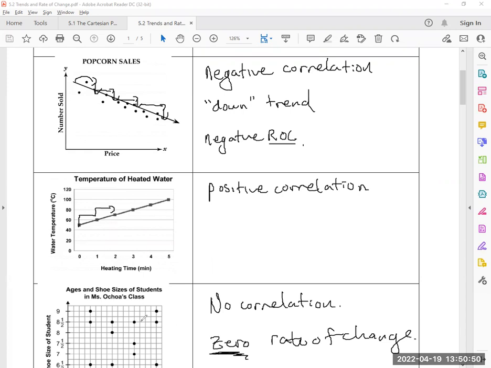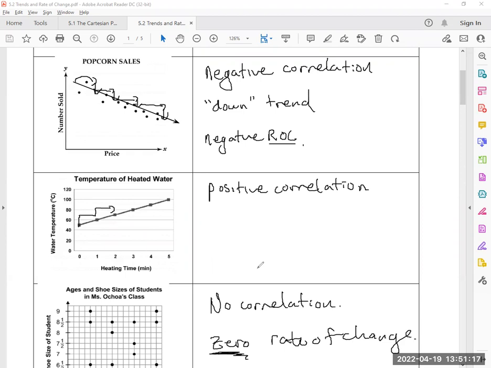Okay? And it's the idea that I can't draw a line going upwards. I can't draw a line going downwards. In fact, the best line I could probably draw is a line going perfectly horizontal because there's no change. It doesn't go up, doesn't go down. It just stays the same. There's no real relationship between the two. Okay.